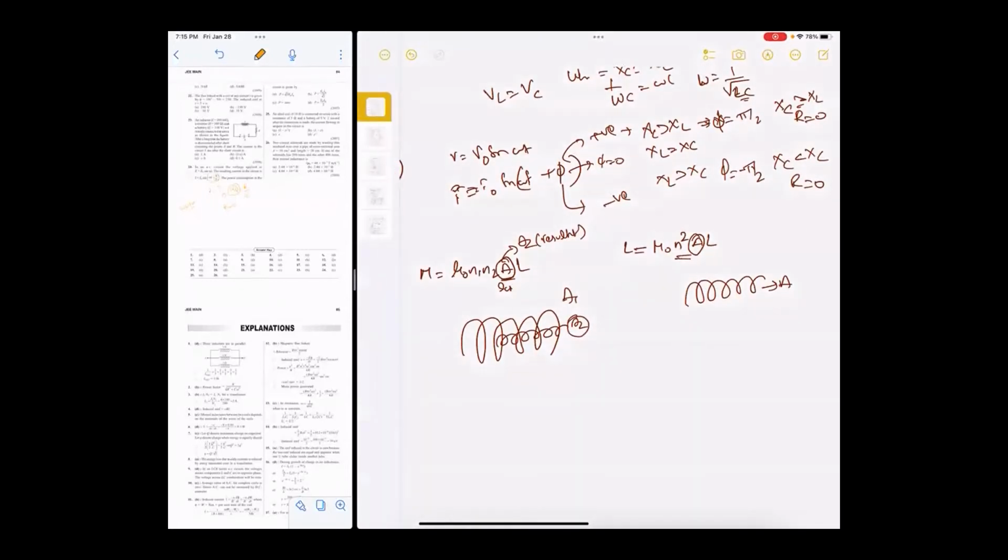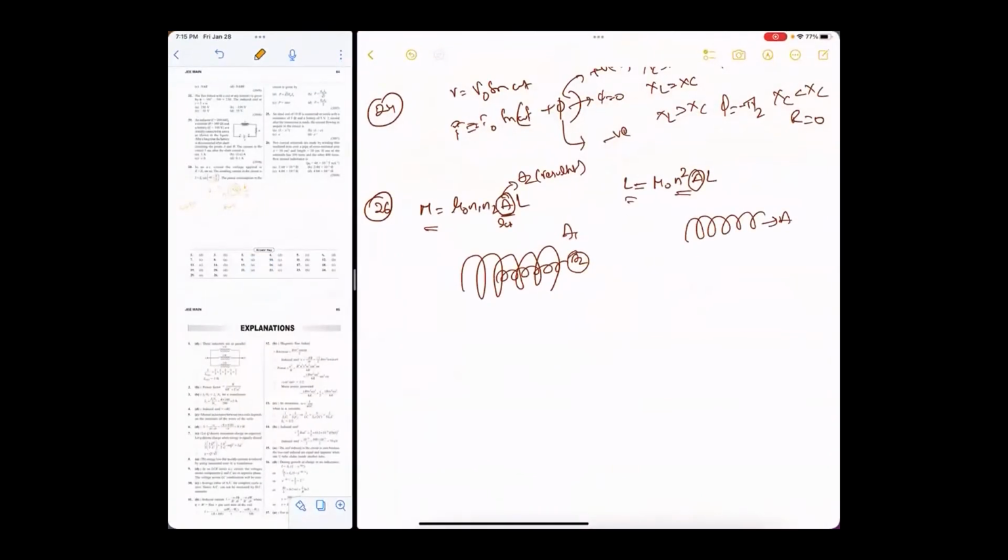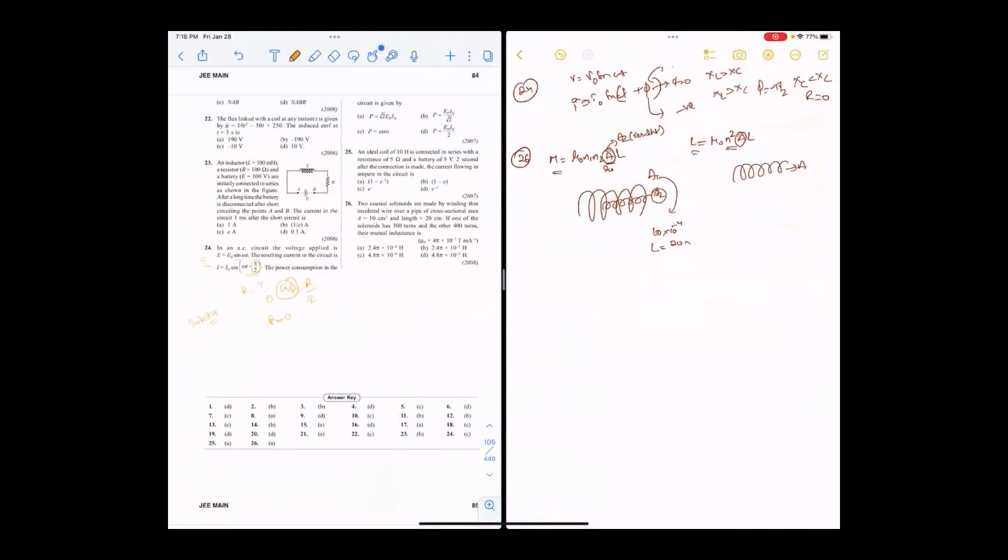So in this question, I hope the mutual inductance formula is revised, and we are also discussing self-inductance and which area we have to consider. This is where people make mistakes. So area is 10 centimeters square, length is 20. See the units. So A1, he gave 10 into 10 power minus 4. Length is equal to 20 into 10 power minus 2 meters, meter square area. Then N1 is equal to 300, N2 is equal to 400.